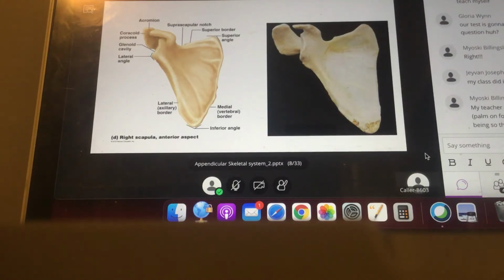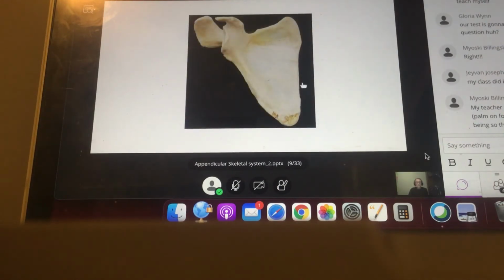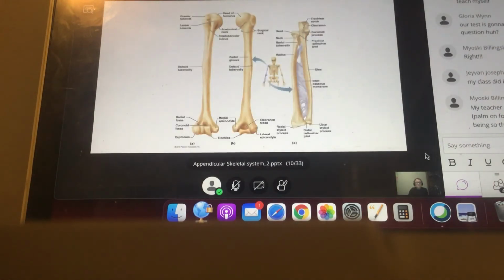Remember, some of the stuff that we covered in my lecture, I've been like, hey guys, you're going to do this in lab. Not a lot this term, I don't think, but anyway. All right, so that's a scapula, done. Not a big deal.